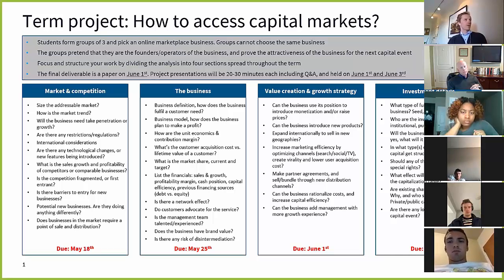We talked about the final deliverable. It's on June 1st, and the presentations will be 20 to 30 minutes, including Q&A. So go through it and see how you're doing on time beforehand, so you make sure you make the most out of that time. Okay, so the 4 sections are market and competition, and then the business, value creation and growth strategy, and investment details. So 1 week from today, you'll do the market and competition section.